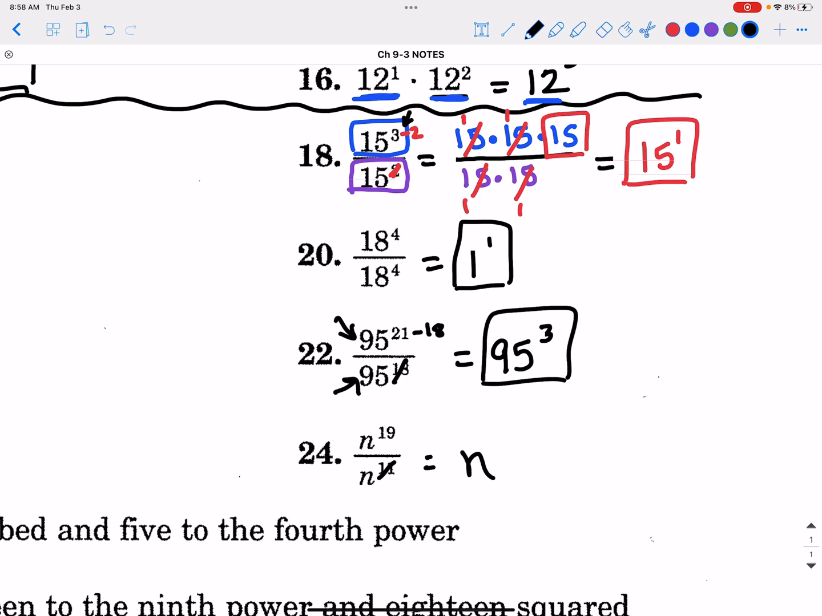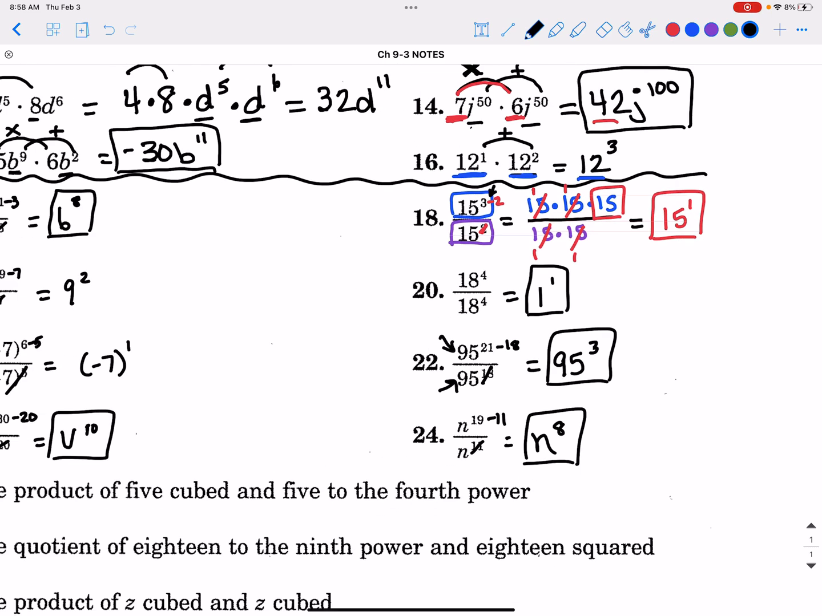11 on bottom cancels out 11 on top, subtract from that. 19 minus 11 is 8. So when you're multiplying, you add exponents of like bases. When you're dividing, you subtract exponents of like bases.